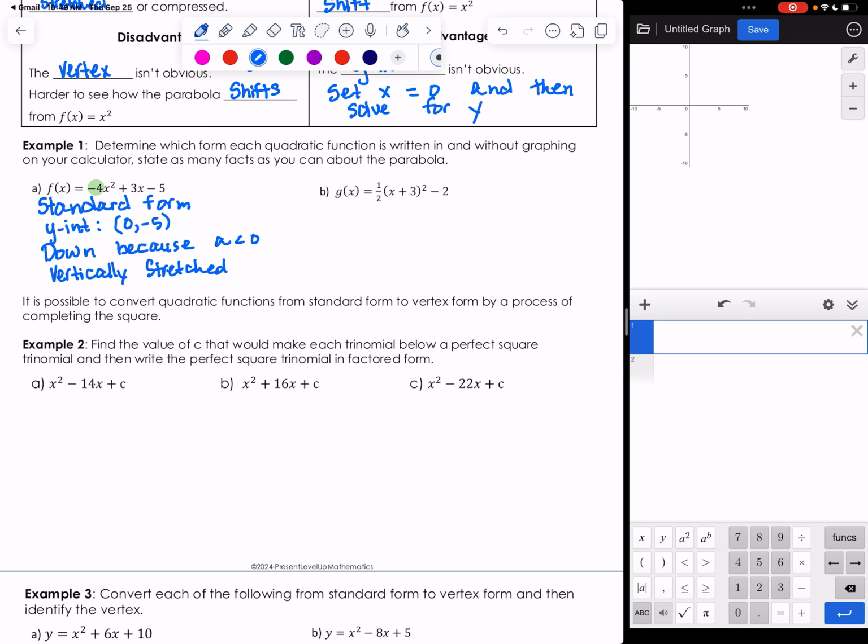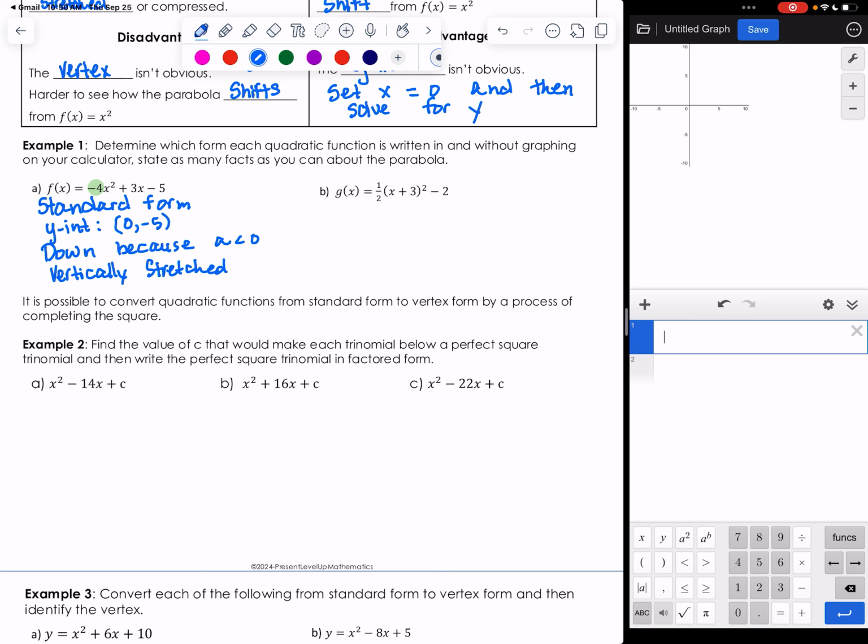All right, problem B. We have g of x equals 1/2 times the quantity x plus 3 squared minus 2. Pause the video and write down the form that you think this equation is written in, and then as many facts about this quadratic function as you can.